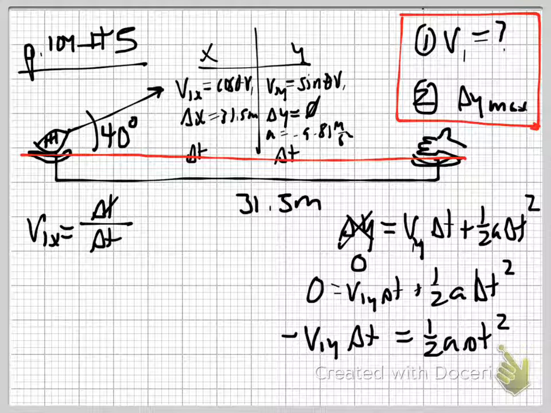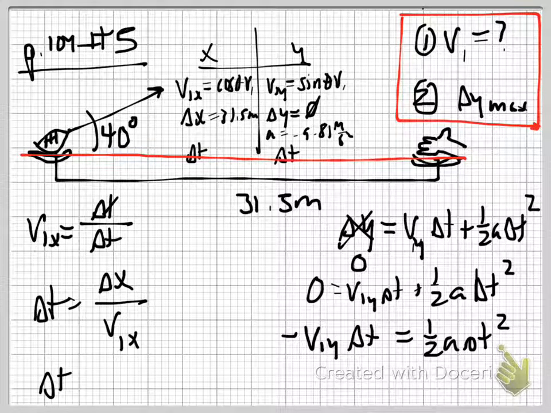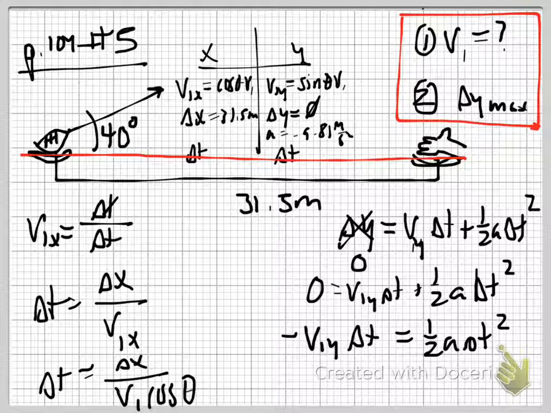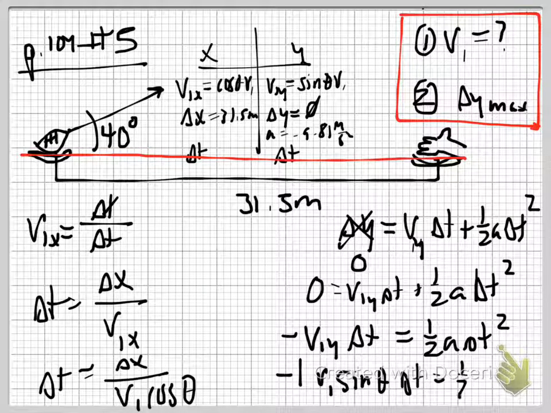Okay, so at this point, let's get this expression solved for delta t. So delta t is delta x over VIX. So what's VIX? Well, it's VI cosine theta. Delta x over VI cosine theta. Okay. And we have negative VIY, so negative VI sine theta delta t equals 1/2 a delta t squared. So I'm going to take that and move that to the next page.